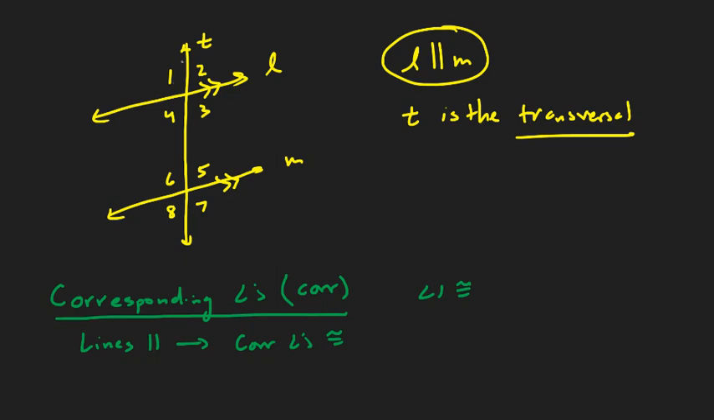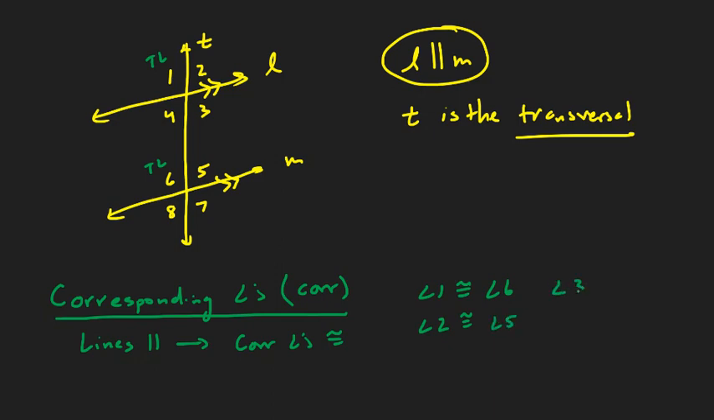Now, angle 1 is in the top left of this intersection up here, right? If I were to take angle 1 and put it in its same location, but down at M, it would go on top of 6. Angle 1 and angle 6 are corresponding. Top left, top left. If I go with angle 2, which is in the top right, and I cut it out and put it down where M and T intersect, it would be angle 5.